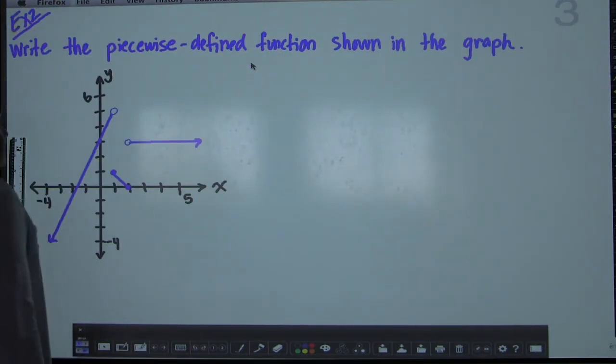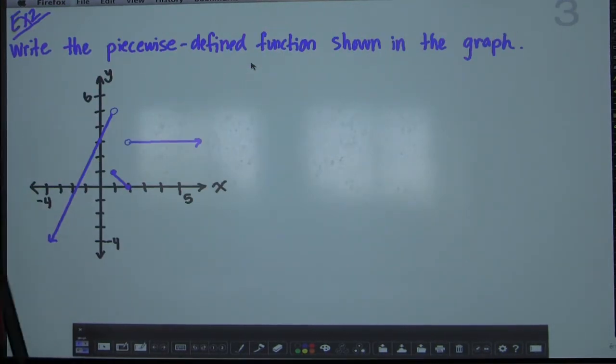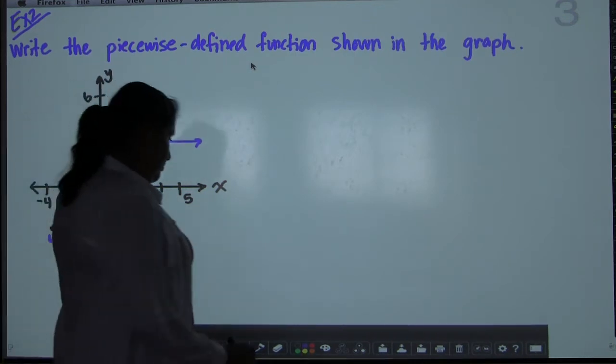All right. So the other thing that you can do with the piecewise function is go backwards. Sometimes they can give you a graph, and then your job is to write the equation of the function. Okay. So we know that we have 3 pieces here. I hope you're not getting too frantic just yet.